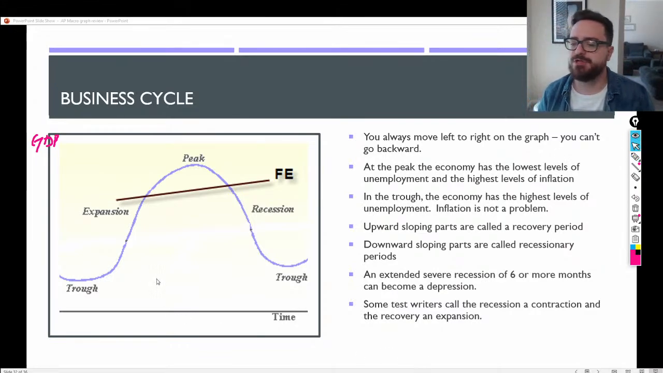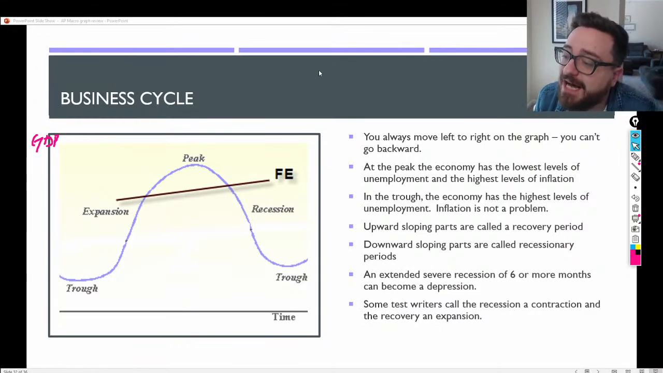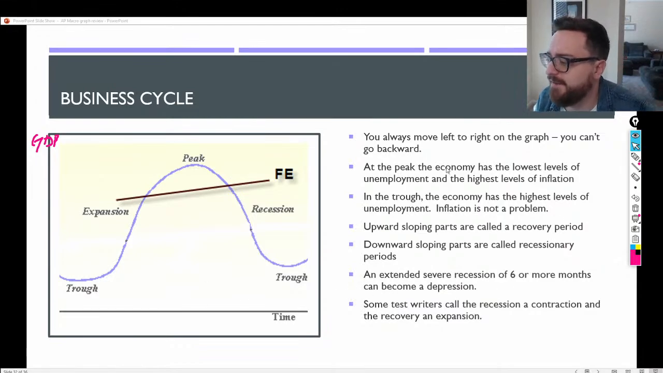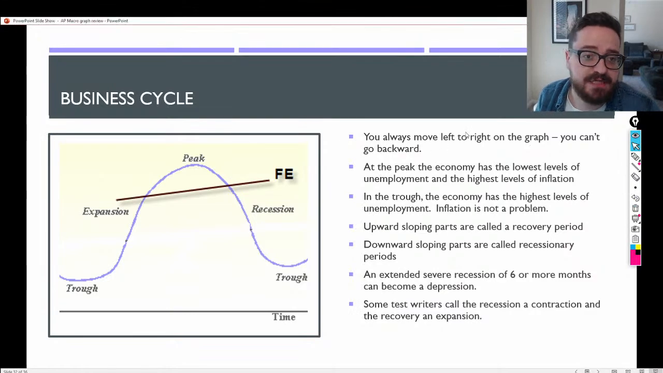So, an expansion in your business cycle is an increase in GDP, a contraction is a decrease in GDP, stuff like that. Not a graph you ever have to worry about drawing. A graph you should be able to visualize as the general life cycle of an economy. You only move left to right, not right to left. Time is your x-axis. That's why you can't travel backwards in time. That kind of thing. Okay, that's the business cycle. That's literally it for the business cycle.